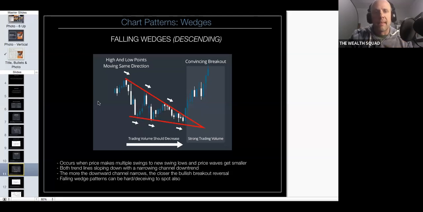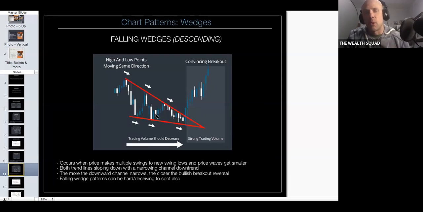Continuing with that, the falling wedges are going to occur when the price makes multiple swings to new swing lows, right here and here. Well, actually, really right here, right? The lows are pretty much going to stay the same here, but the highs on the top side are going to be different, and the price waves get smaller. Both trend lines are sloping down in a narrowing channel downward, and the more the downward channel narrows, the closer it is to the bullish breakout reversal to the upside, right?